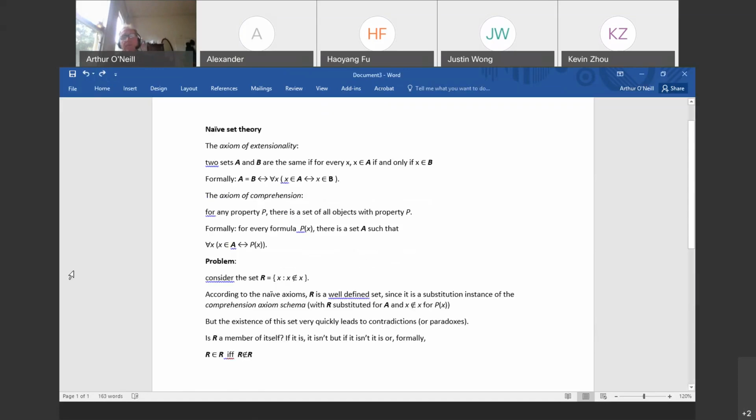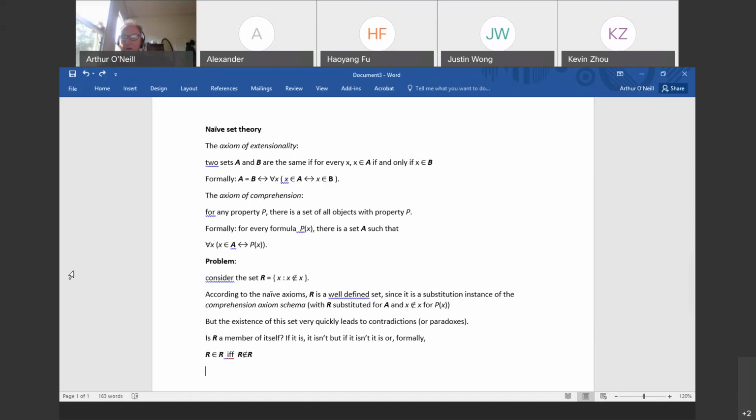There's a problem. Lovely pair or set of axioms there for set theory, but consider this set. The set R that has as elements all those sets that are not elements of themselves. So R is the set of X's, elements X, where X isn't an element of itself. Now, according to the naive axioms of set theory that we just looked at, R is a well-defined set.